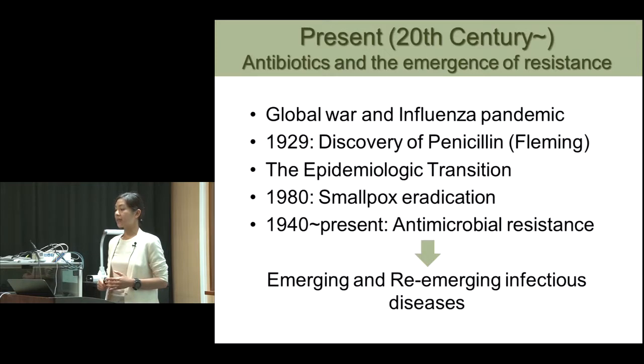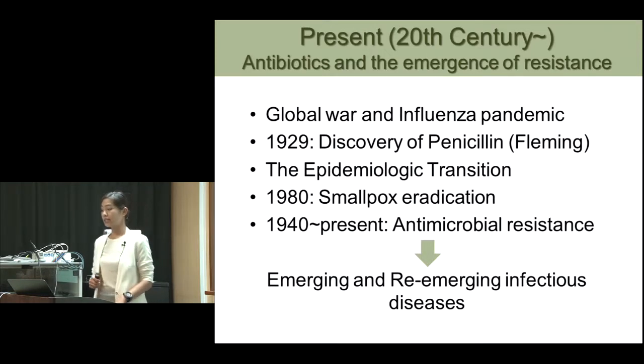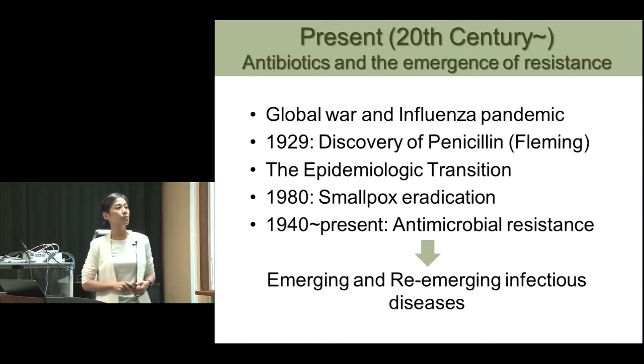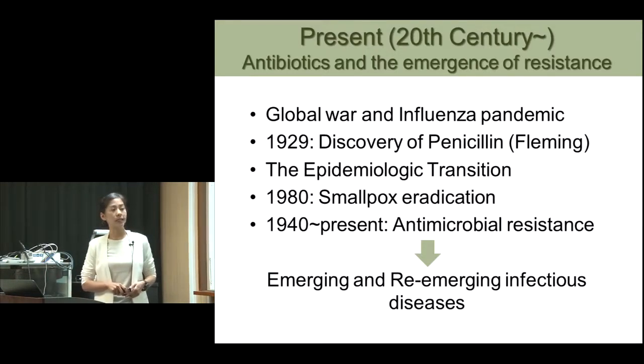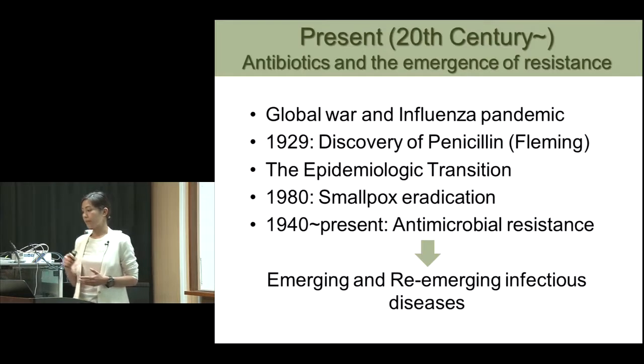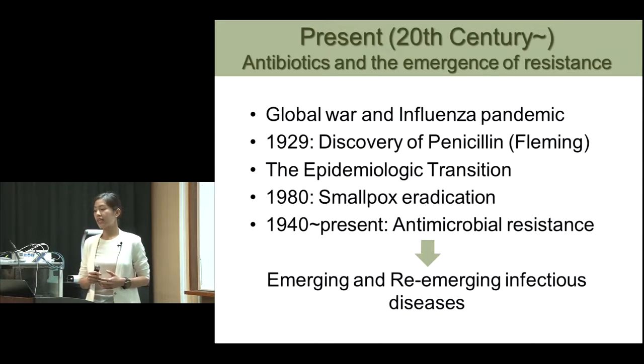So listed here are some of the major events of infectious disease in the 20th century. The world wars and the influenza pandemic, the discovery of penicillin by Fleming, the health transition or the epidemiological transition, also smallpox eradication, and simultaneously, since the discovery of penicillin, the emergence of antibiotic resistance has been of global concern, and of course the newly emerging and re-emerging infectious diseases.